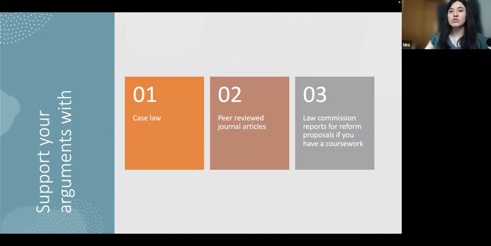Where do you find reform proposals? You can find them in journal articles or law commission reports. It is recommended that you have your original arguments as well, rather than just take everything from journal articles and law commission reports. However, your original opinion arguments shall be reasoned and supported with authorities or academic commentary.